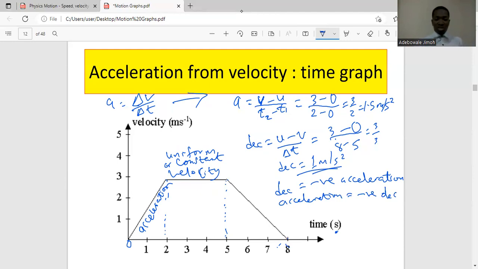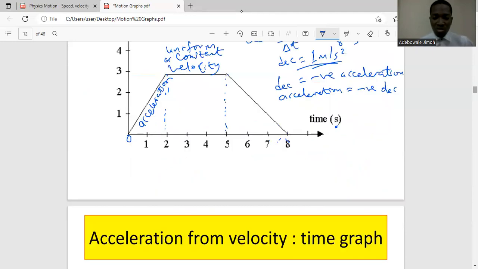So if this object is decelerating at 1 meter per second squared, it means its speed reduces by 1 meter per second for every 1 second.